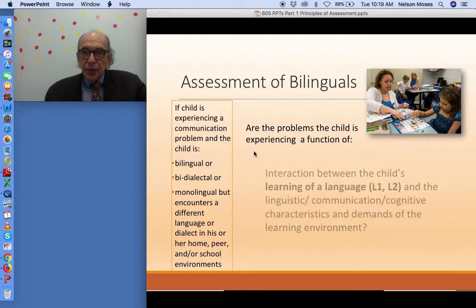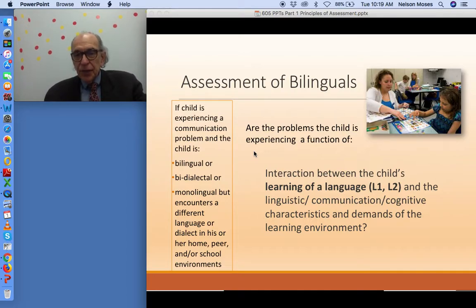The next question we would ask, are the problems the individual is experiencing a function of the interaction between the individual's learning of a language and the communicative demands of the learning environment? These kids who are Fulani had to learn English. So language of learning is the language used to learn social studies, math, the curriculum. But language of learning of a language means the acquisition of a new language. These kids had to do two things at once: learn English and learn math and science and social studies, etc. Well, we have to ask the question, is that interaction between the learning of a language and the demands of the learning environment leading to a communication problem? If so, by the way, then we do not have a language disorder. We have a language learning issue.